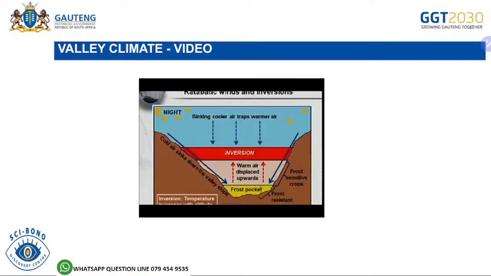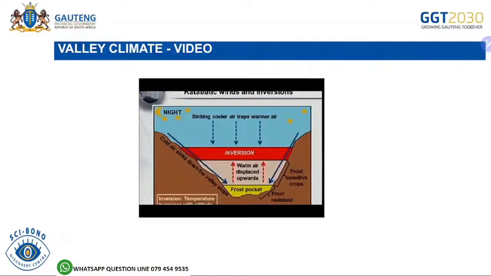Okay, this means because it's so cold there at the bottom, I'm going to get a frost pocket there. I'm going to get smog there. And we are going to have huge problems for farmers because you won't be able to plant all these crops here. You will have to plant frost-resistant crops here. And those crops that are sensitive to frost, you will have to plant there. Now, this is the basis of valley climates.